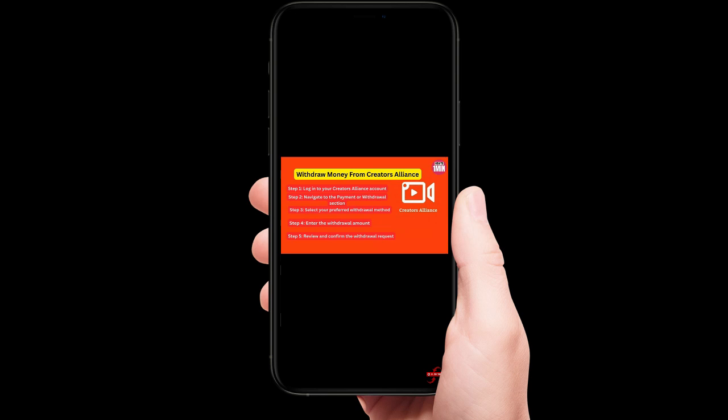Today we will be discussing how you can withdraw your money from Creators Alliance. Let's get started. So essentially, the first step you need to do is of course logging into your account.